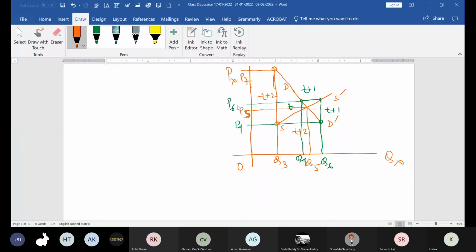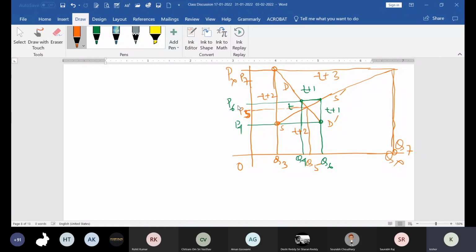But as P7 is much higher than P5, it is much more attractive, so the supplier will try to supply more of that particular product next day. Next day means T plus 3 time period. They will try to supply up to even Q7 here, at T plus 3 time period.